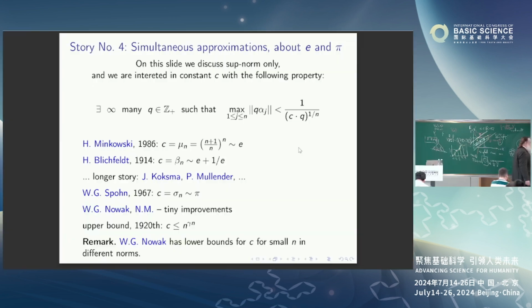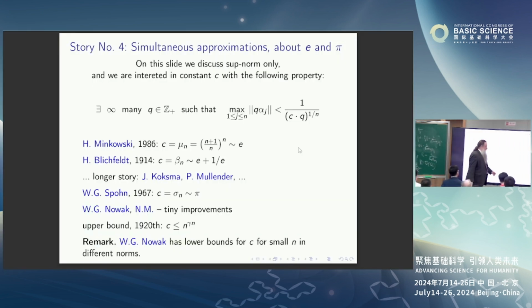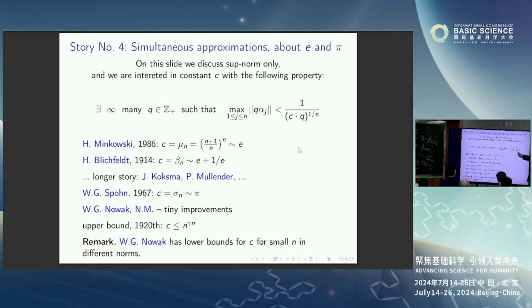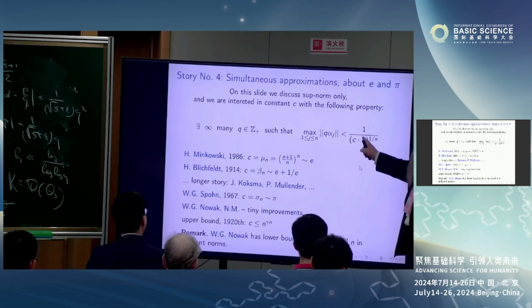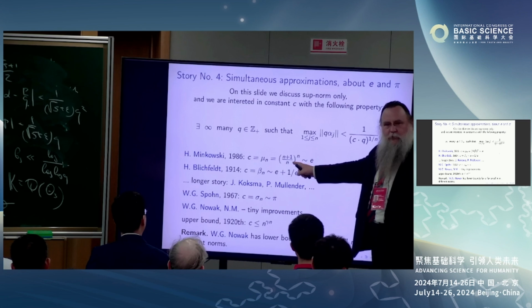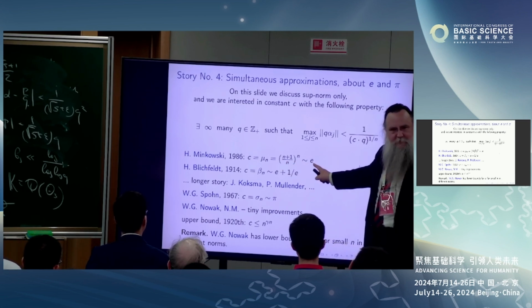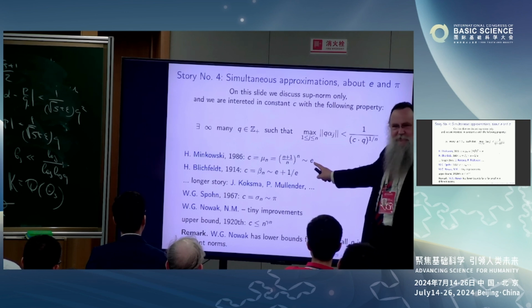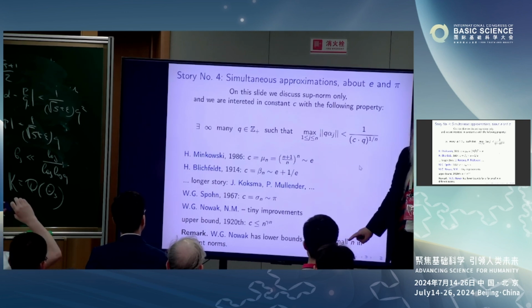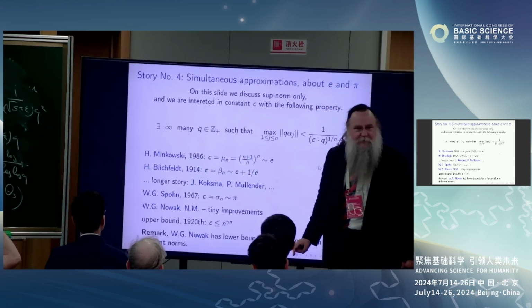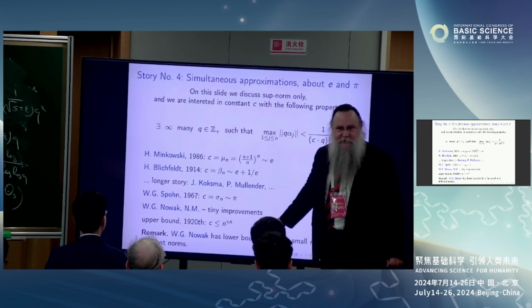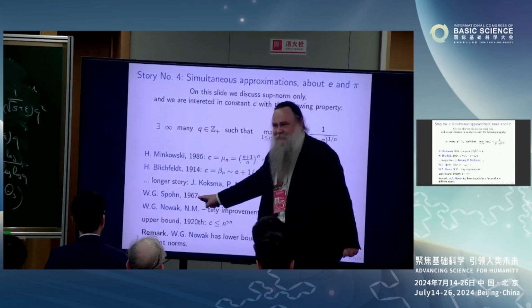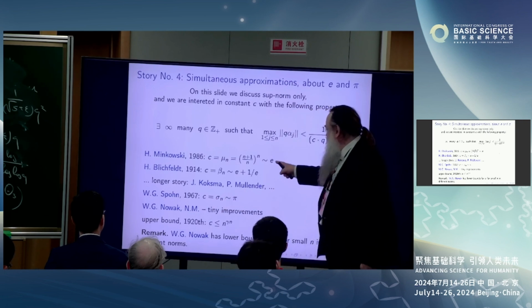So now we are interested in subnorm, and we are interested in this constant, and we want to have this constant as good as possible. It is convenient to write this constant here in brackets, so 1 over n. Why is it convenient to do so? Because if we use Minkowski, then we will get e as a constant. There was a story of improving this constant, which after Minkowski started with Blichfeldt, e plus 1 over e. Then time passed, there was a variational problem, which was completely solved by Spohn in 1967, who replaced e by pi.